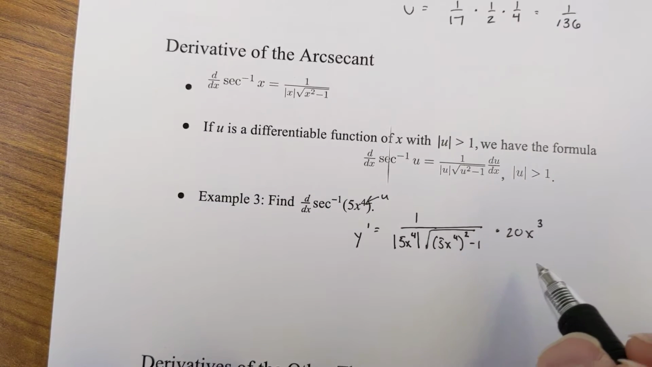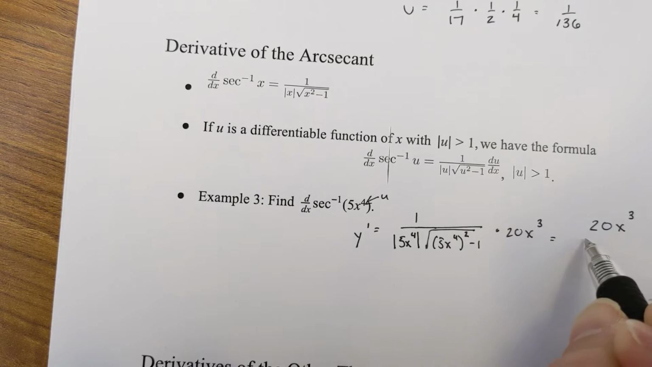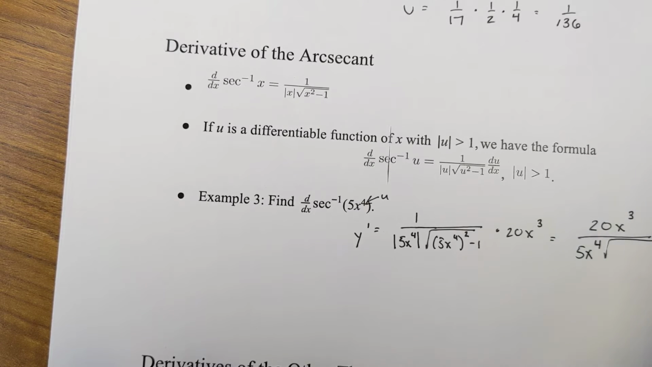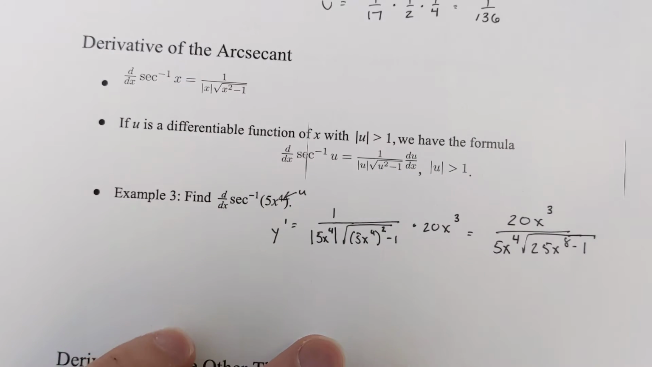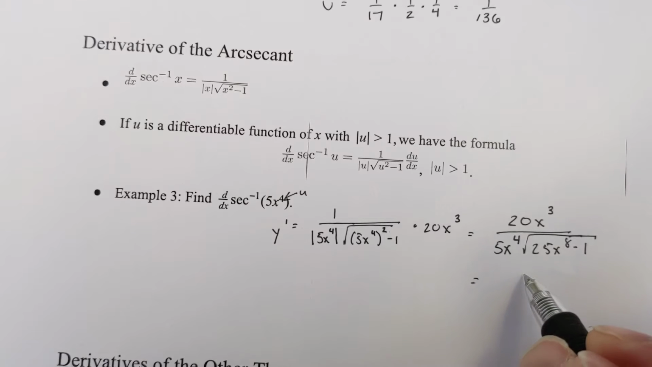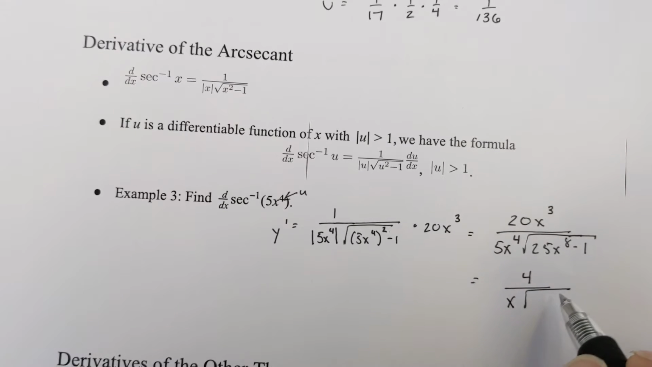So let's see if we can clean this up a little bit. So this is going to be 20x cubed over the square root of 5x to the 4th squared, times 25x to the 8th minus 1. So obviously the square goes to the 5 and to the x to the 4th. This can be reduced, so this is 4 on top, 20 over 5. This x cubed cancels 3 of those out, leaving me just x. And 25x to the 8th minus 1.